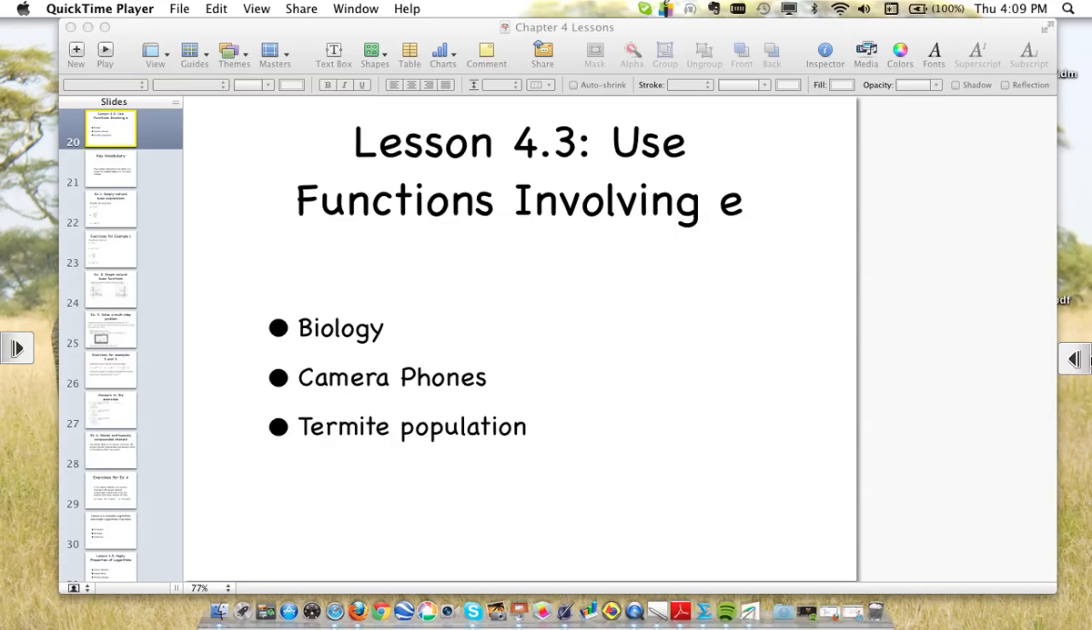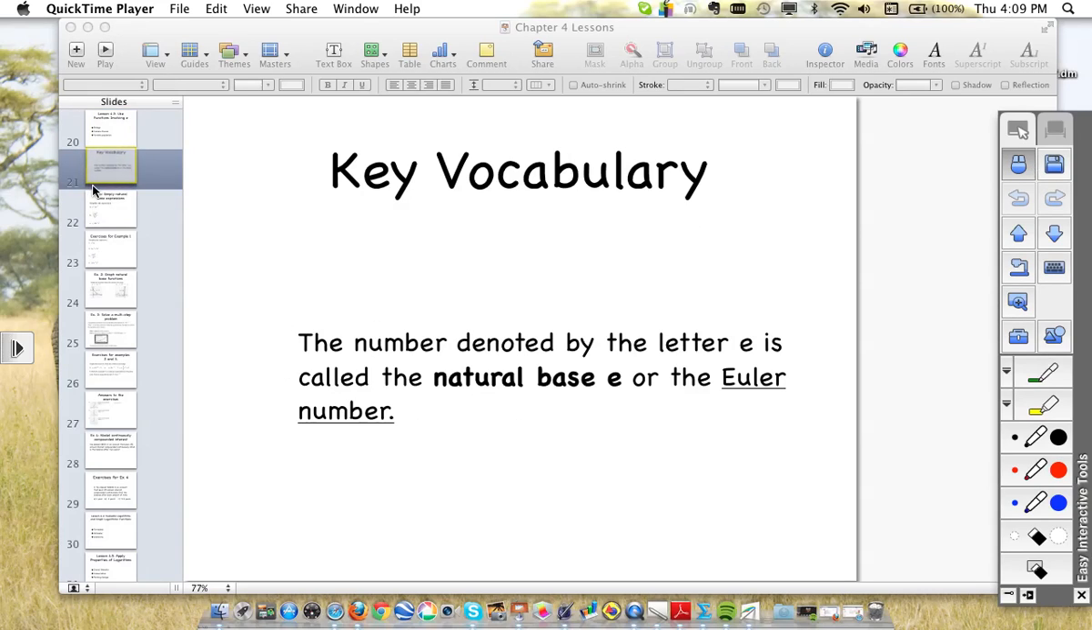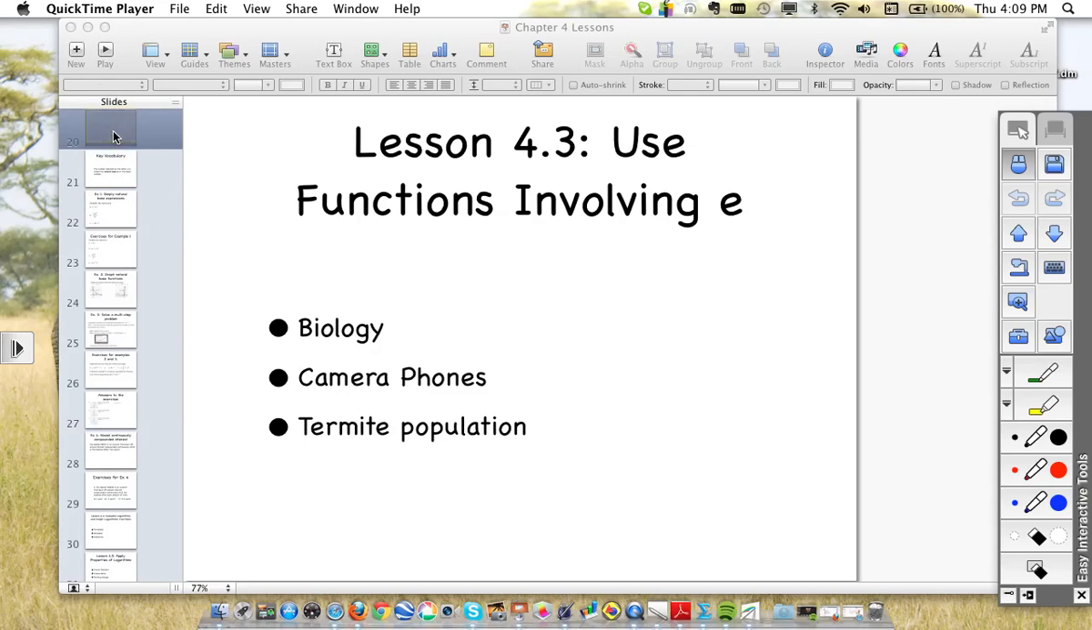We'll go ahead and use our mouse function. There we go. And let's talk about some of the things we're doing with the letter E. So, applications. We use this in biology to talk about the growth of bacterial populations or the decay of other things such as fossils and whatnot. Camera phones, I think there's an example in your textbook about camera phones, and also with termite population.